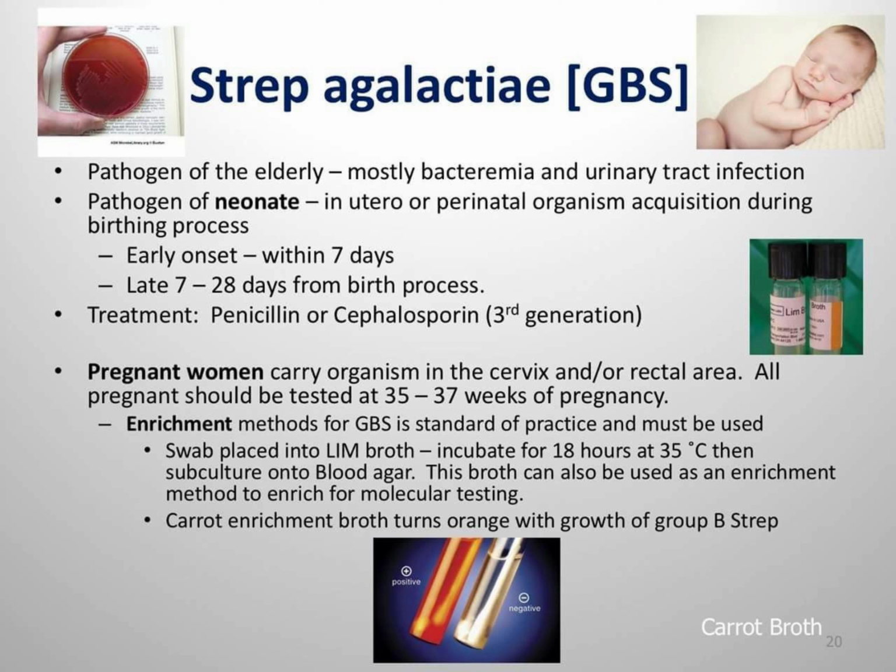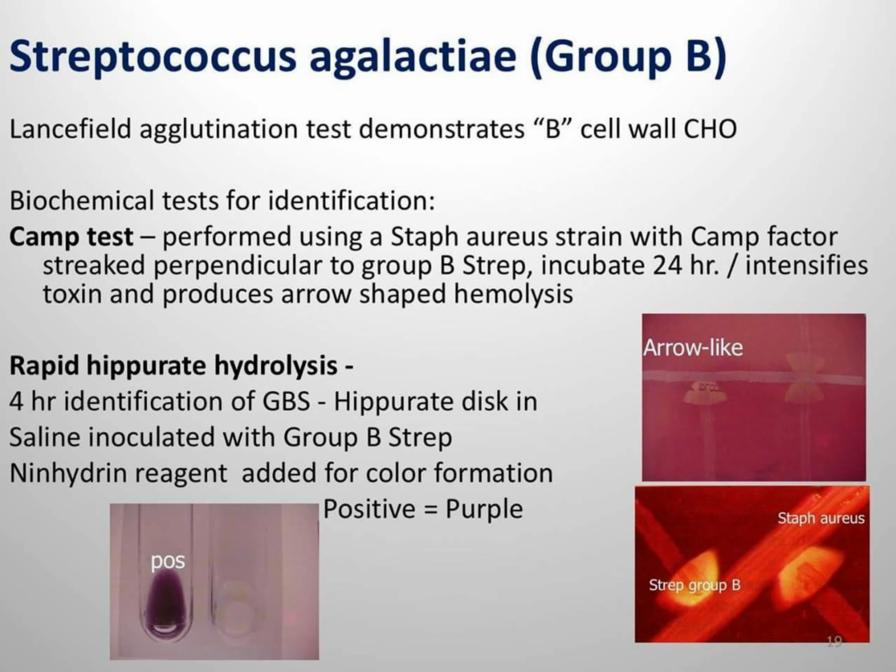GBS is an important cause of neonatal sepsis and meningitis, and pregnant women are often screened for GBS colonization during pregnancy to help prevent transmission to their newborns. GBS can also cause infections in non-pregnant adults, including urinary tract infections, skin and soft tissue infections, and bacteremia. Diagnosis of GBS infections involves laboratory tests, such as culturing the bacteria from a sample of infected tissue or body fluid.